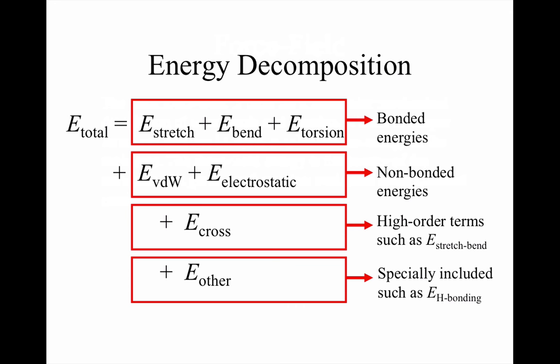We also have cross terms, which is due to the fact that the stretching, bending and torsional motions in a real molecule are not completely separate, so we can account for this by including cross terms. And we also have what we call other terms. These other terms are some special energy terms that can be included in order to describe better, for example, hydrogen bonding, pi-pi stacking motions, or other kinds of interactions which are not really covered by either the stretching, bending and torsion or van der Waals and electrostatic energy components.